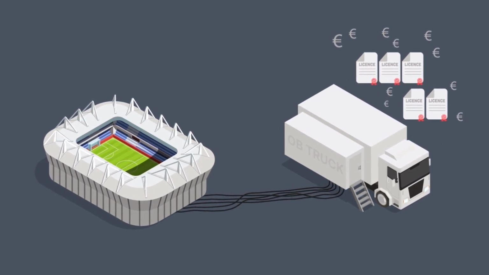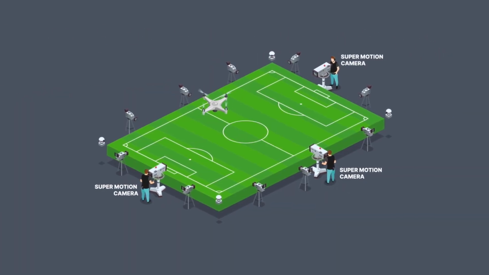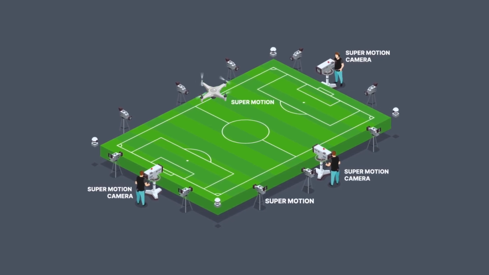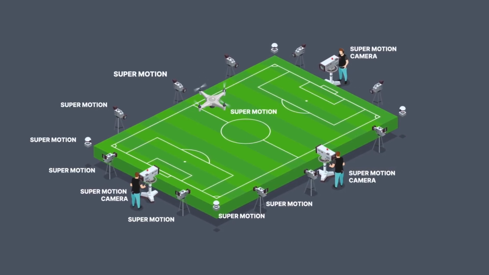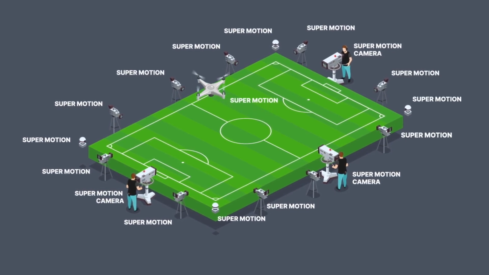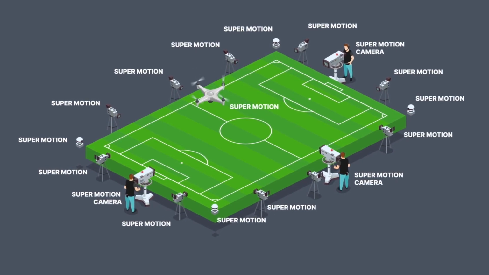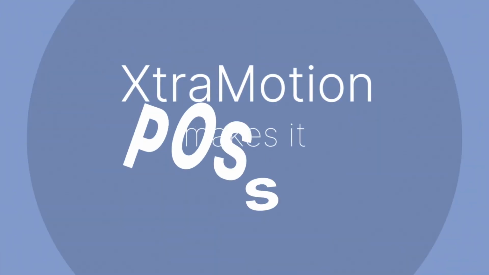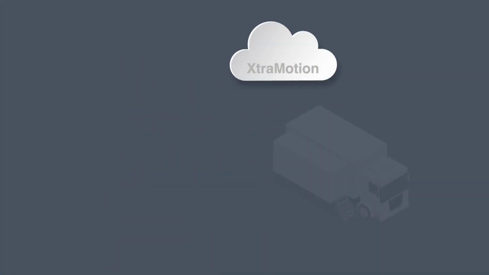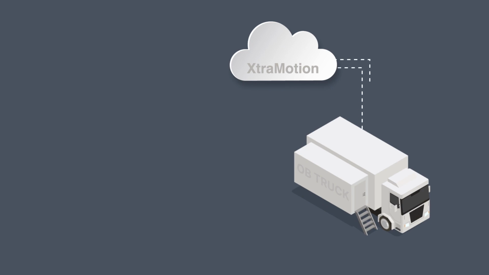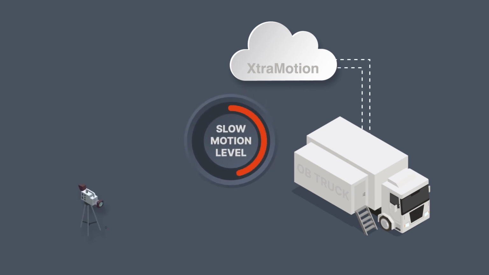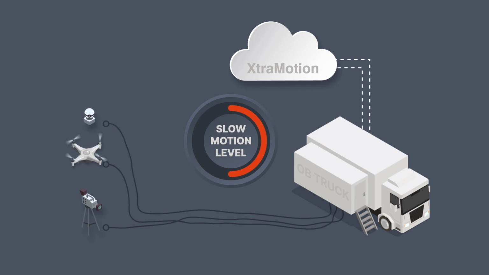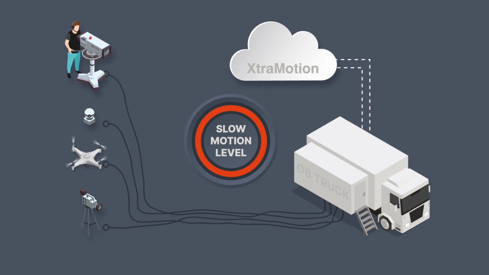Now, imagine being able to easily increase your super slow motion coverage without the need for high frame rate cameras and without having to deploy any additional hardware on site. Xtramotion makes it possible. The cloud-based service designed for EVS ecosystems lets you create super slow motion replays from virtually any camera feed during live or post-production. It also allows you to further slow down images generated by super slow motion cameras without stuttering.